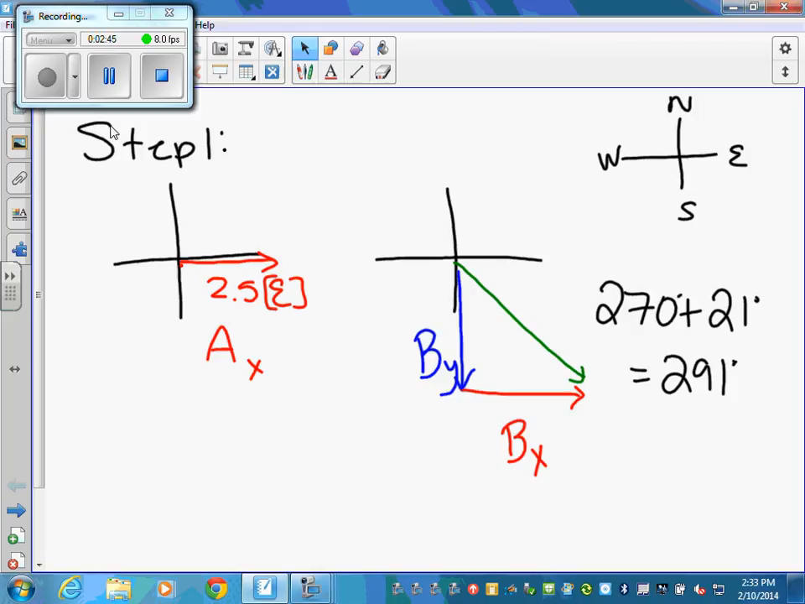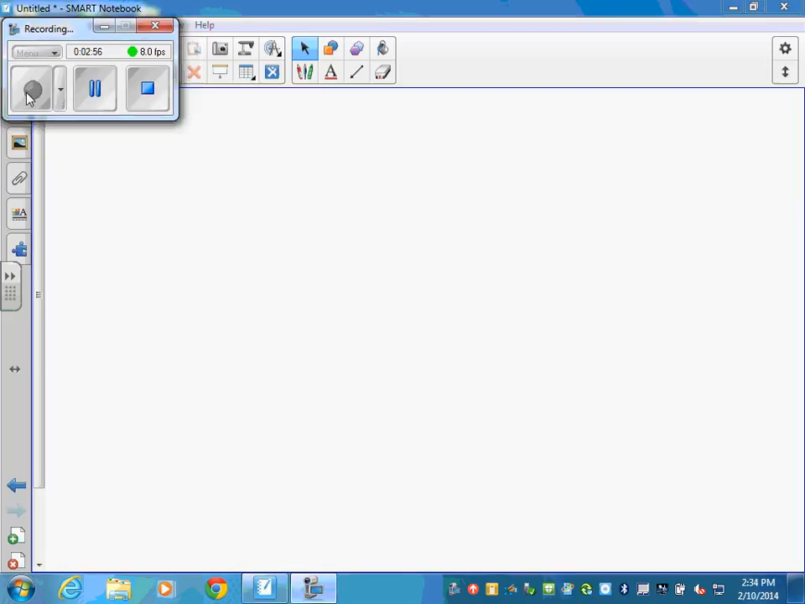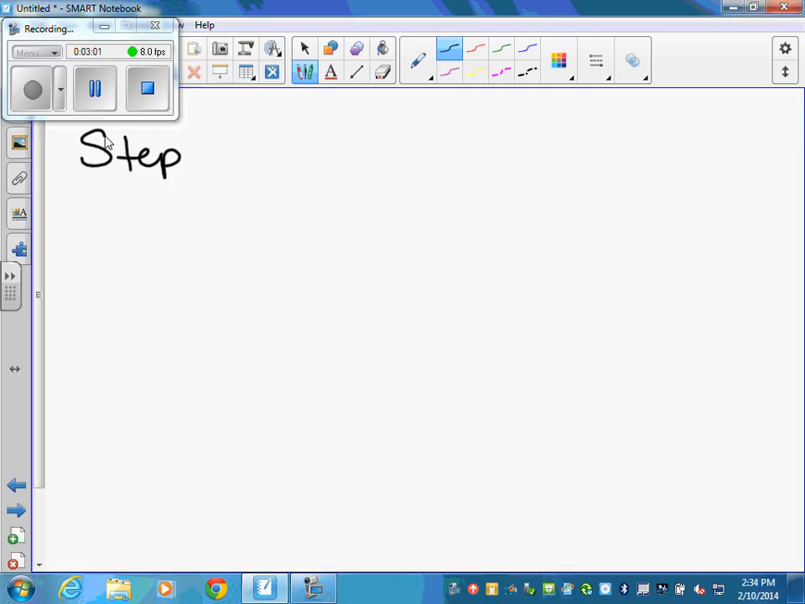Okay, so we figured that out, right? So now we're going to look at step 2. Are we all done here? So we write down the solution or what? I finished that. Step 2.